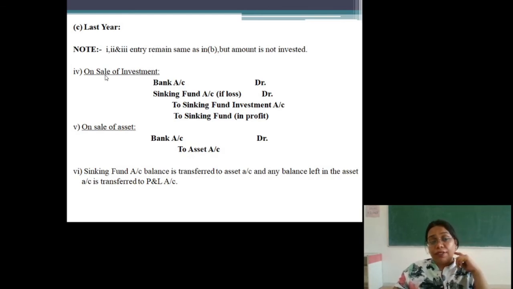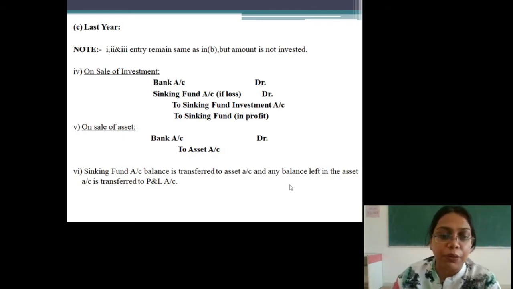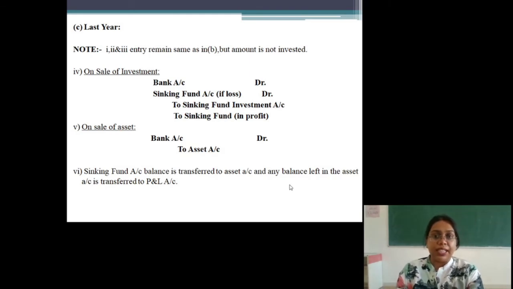So on sale of the investment: bank account debit to sinking fund investment account. In case of loss, you will write the entry as bank account debit, sinking fund account debit to sinking fund investment account. In case of profit, you will write the entry as bank account debit to sinking fund investment account to sinking fund. And finally, on the sale of the asset, you will write the entry as bank account debit to asset account. Lastly, the sinking fund account balance is transferred to asset account, and any balance left in the asset account is transferred to P&L account. These were the entries of this particular method.